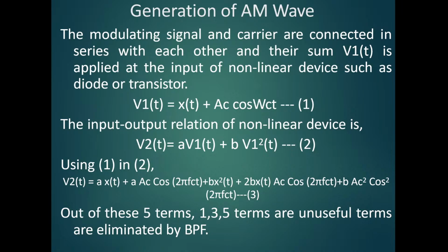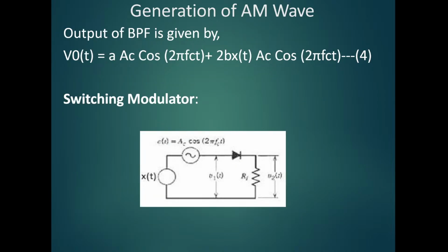So the modulating signal and the carrier signal are connected in series with each other, and the sum of voltage is applied to the input of the non-linear device such as a diode or a transistor. Right? Now you can see, I'll show you the block diagram. Yes, this is the switching modulator. You can see this is X of t.